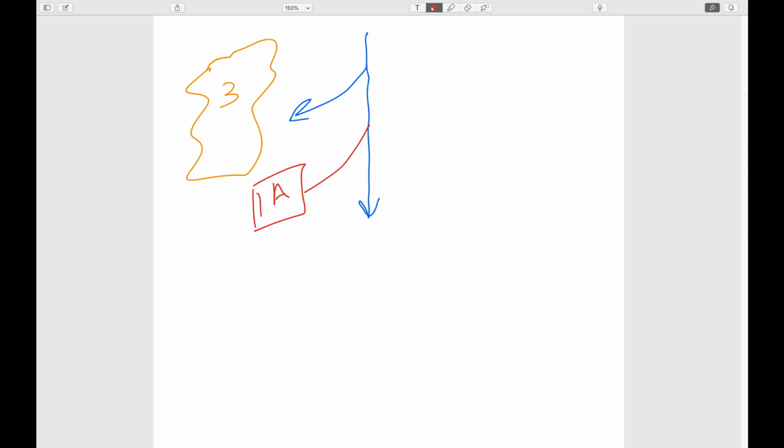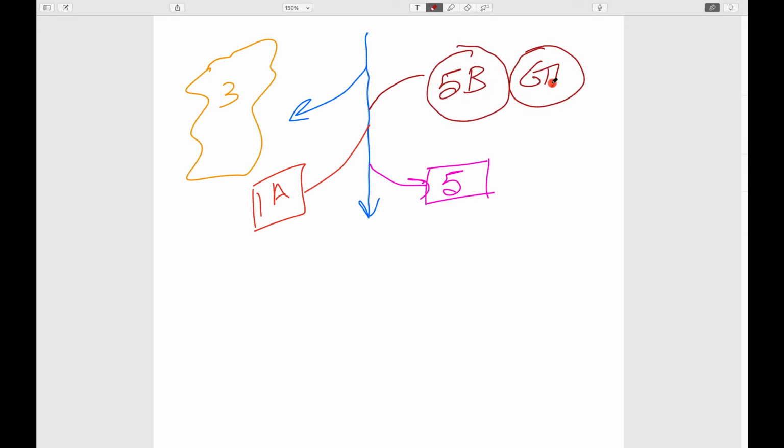Then the next factor being released is the EIF5 factor. It is not 5B, it is EIF5. Then there is an attachment of 5B GTP. 5B GTP is attached, EIF5 is released, 3 is released, 1A is released.